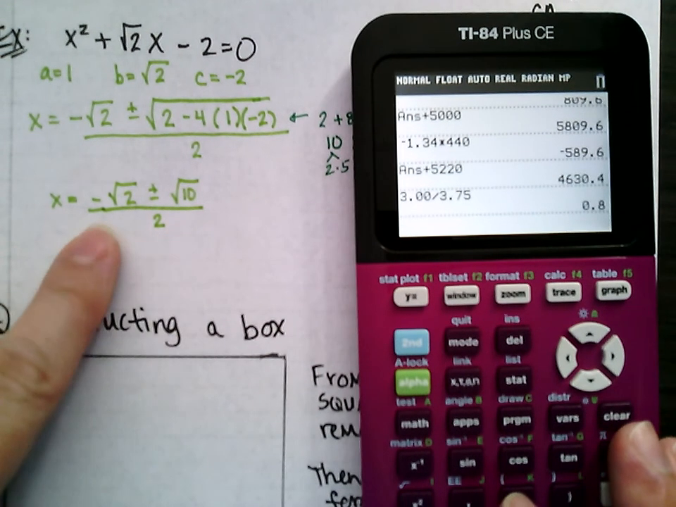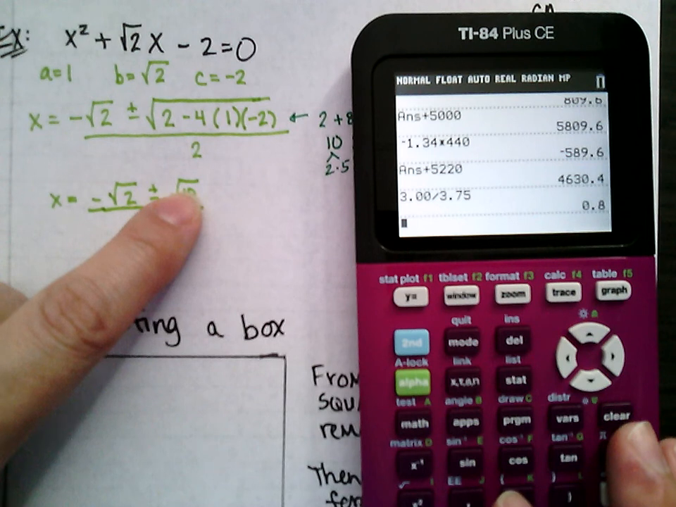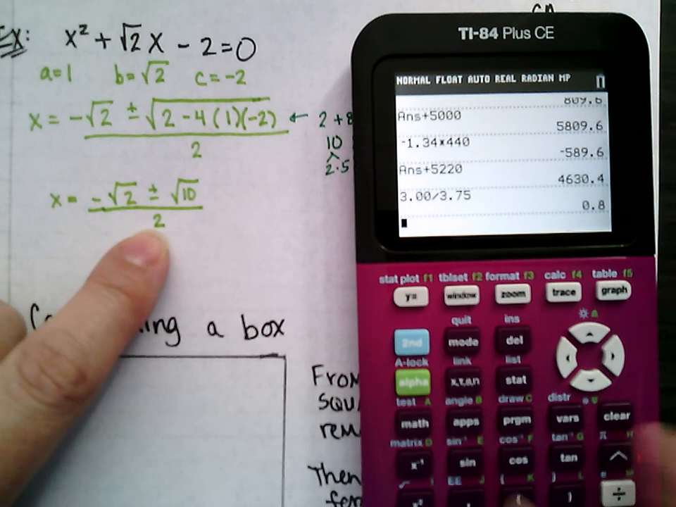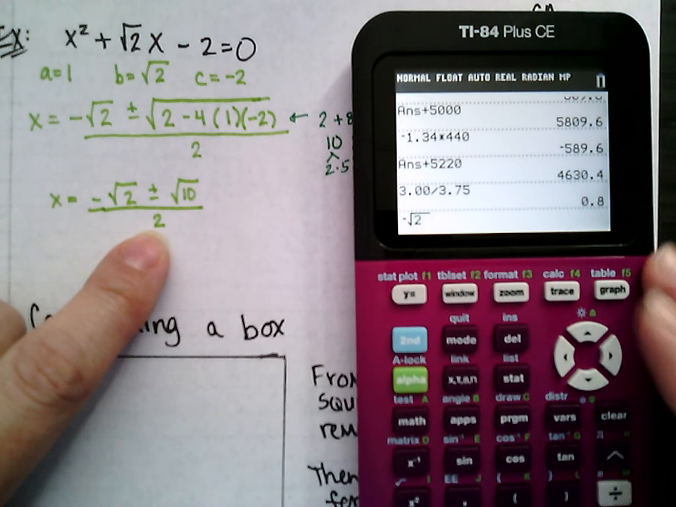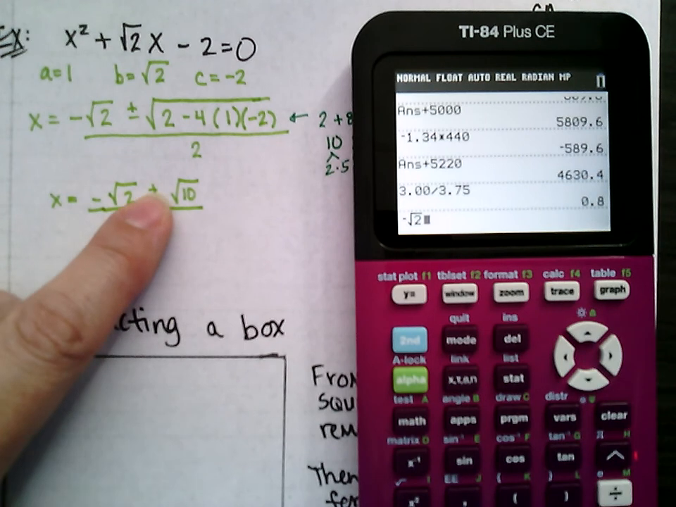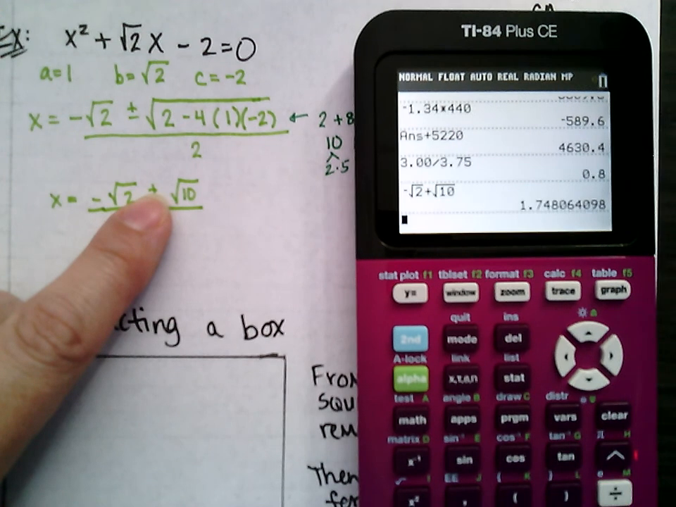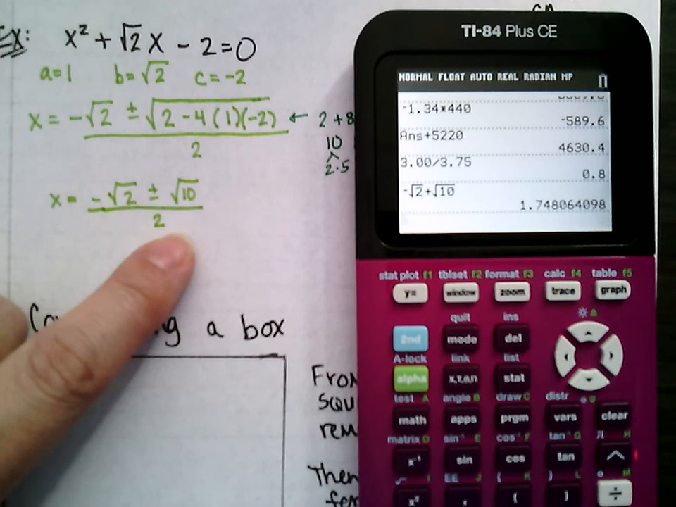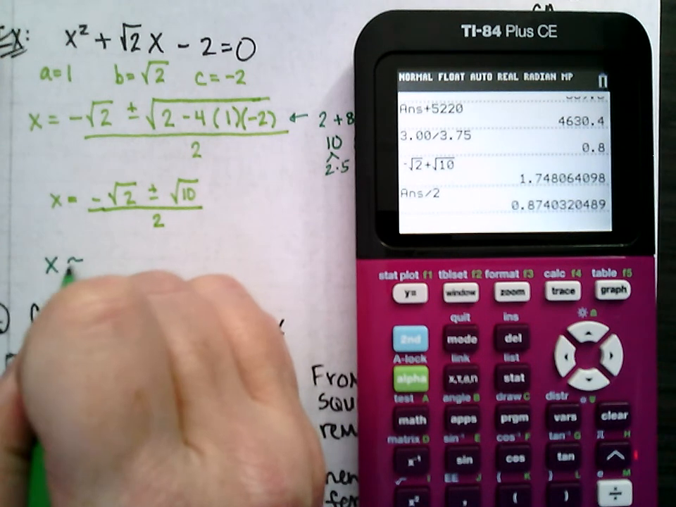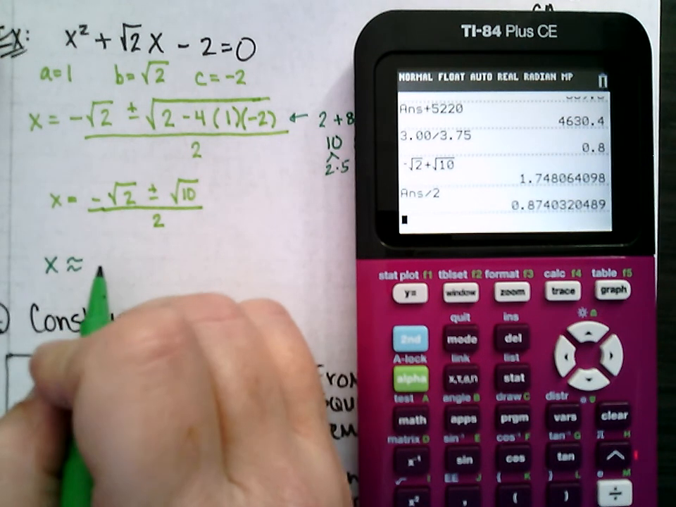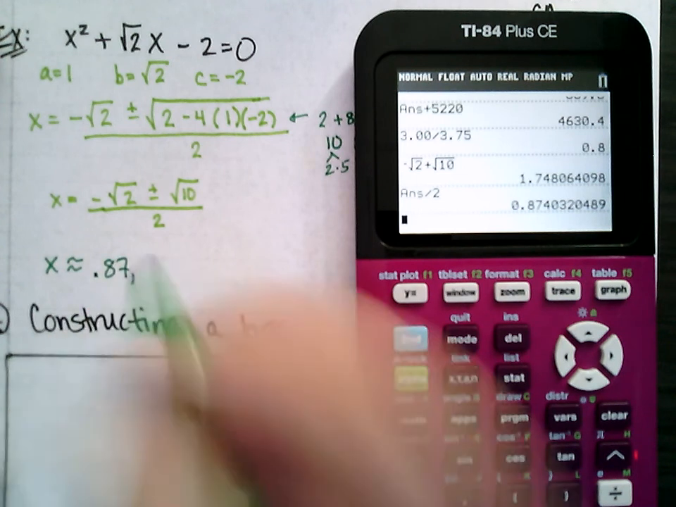The easiest thing to do is type the whole numerator and then hit enter and then divide by 2. So I will do negative square root of 2, and then I'll do the plus one first, plus square root of 10, and I want to get that answer, enter, and then divide by 2, enter. So one of my answers is going to be x is approximately, we're going to the nearest 2 decimal places, 0.87.